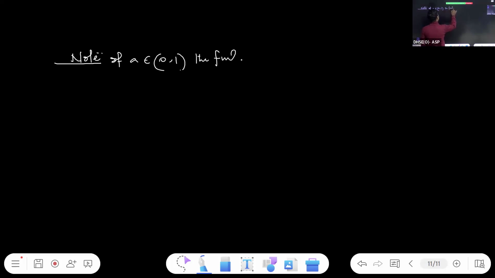So write down note point 1. If a belongs to 0 to 1, the function f of x is equal to a raised to the power x is a decreasing function.